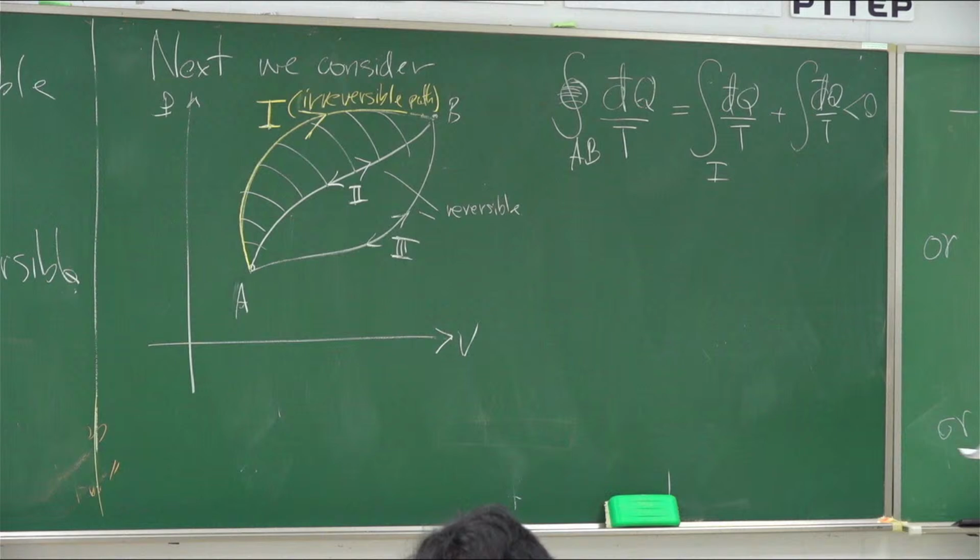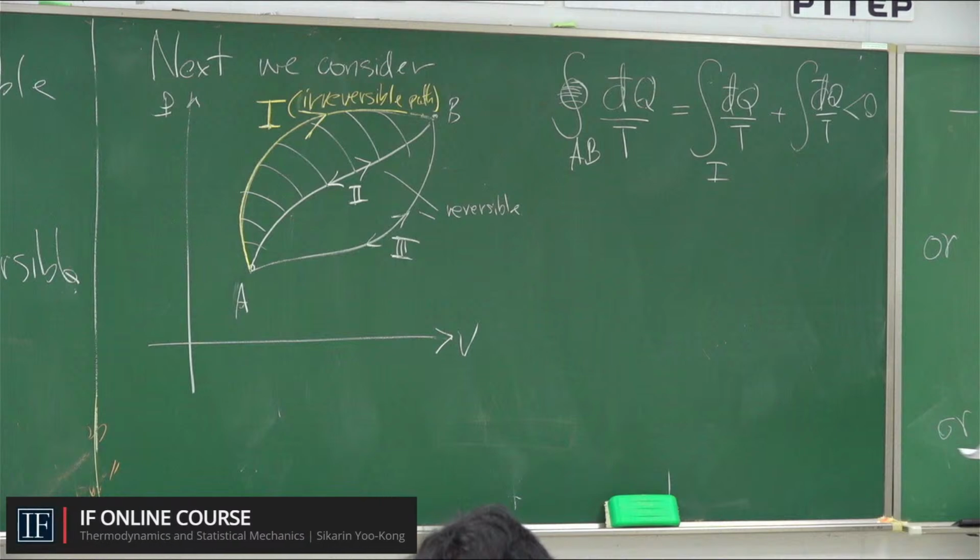Here, a reversible part. But for the reversible part, you will get that equation. But for the irreversible part, you will get that inequality. Is that clear? Okay, good.